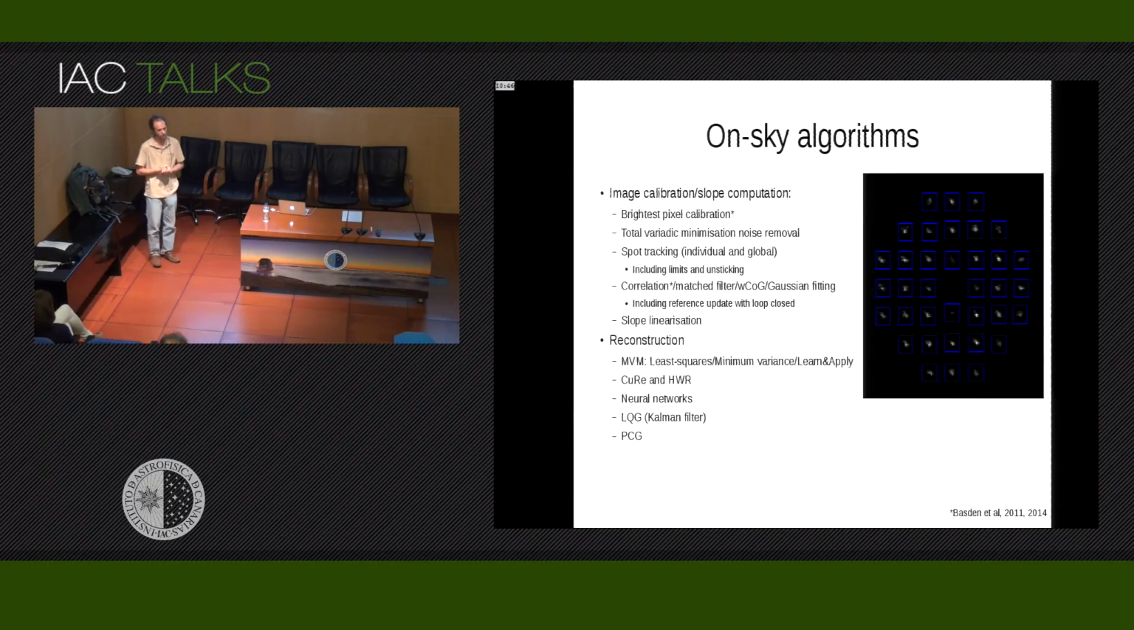We've also tested a lot of different wavefront reconstruction algorithms on sky with this system. The standard that we use is an MVM reconstructor, which is usually minimum variance, a learn-and-apply algorithm developed by Eric Gendron from Paris Observatory. We've tested some SCOWL reconstructors, CuRe, which is a very fast order-N reconstructor. Neural networks, we've used neural networks to do reconstruction. LQG, the Kalman filter, again developed by some people in Paris. Preconditioned conjugate gradients, and as of last night, a new one to add to that list, which I haven't added.